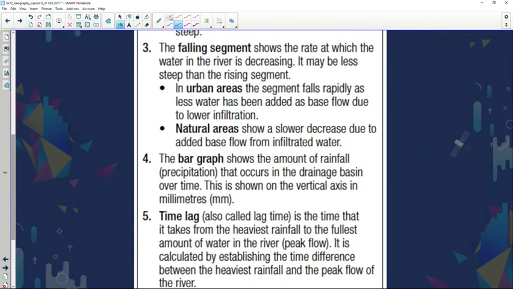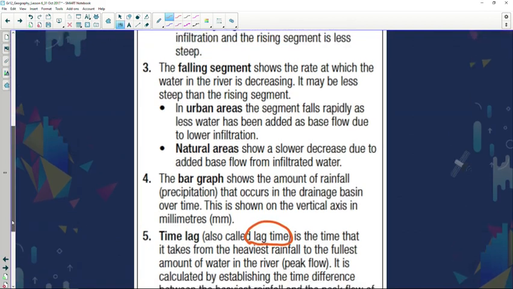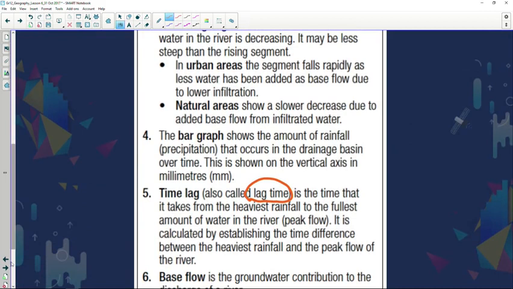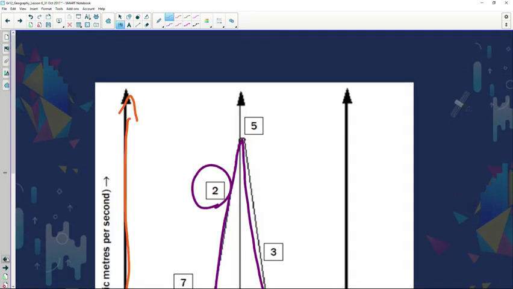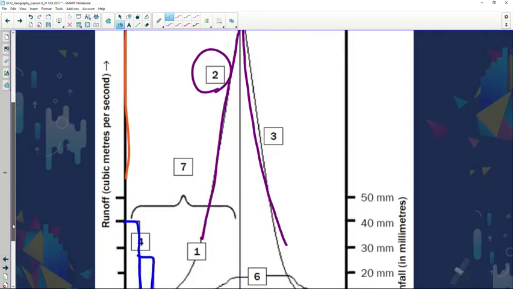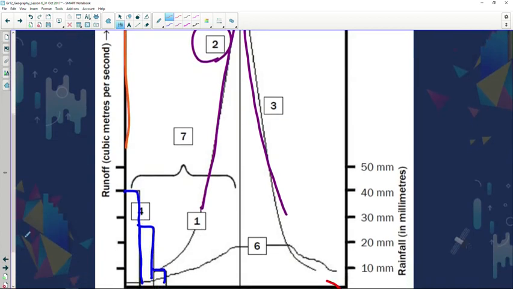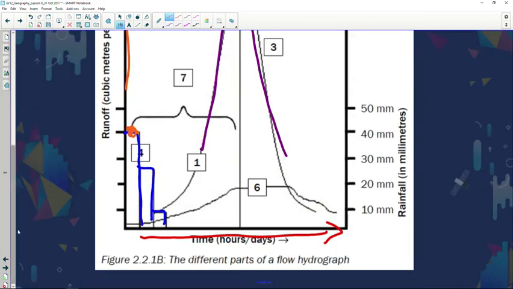Now, time lag, I prefer to call it the lag time, is the time for the heaviest rainfall to fall and for the river to experience its peak flow. Now, to calculate it, you just look at the time. So basically, your lag time is over here, as you can see, where the highest amount of rainfall is, over the time period when it falls.